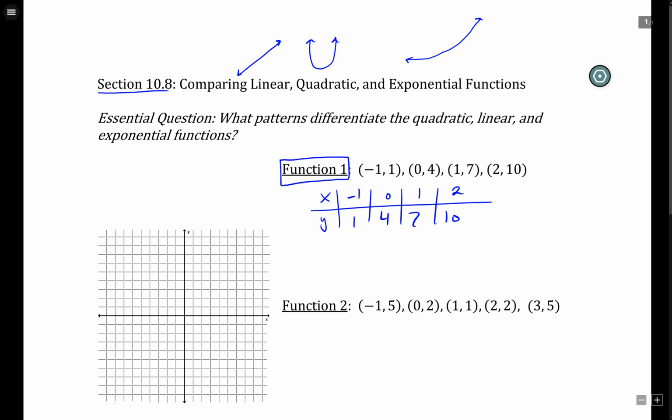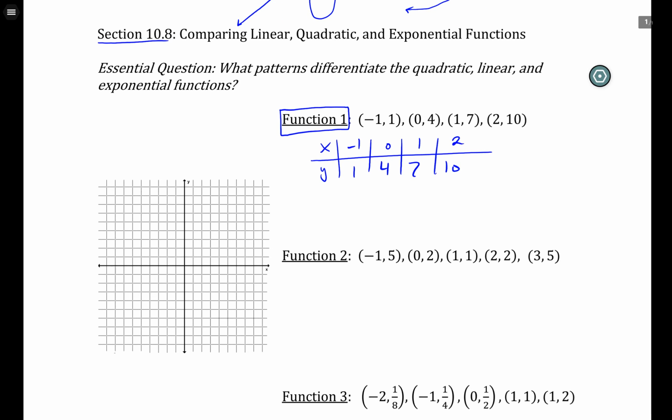Now notice the x is increasing by 1 each time, right? +1, +1, +1. So the question is, what is the y doing? For each of these functions, we need to look at the y, what's going on there, what's the pattern. That will tell us what kind of function it is. So, okay, from 1 to 4, we're going +3. Does that happen the next time? 4 to 7, yeah, +3, and then 7 to 10, +3. Okay, so notice we have what's called a common difference of +3. It's a common difference of +3 because to get from one y value to the next, we increase by 3.